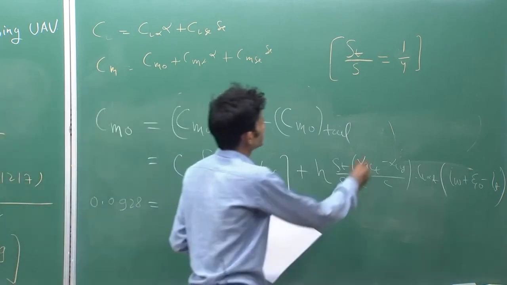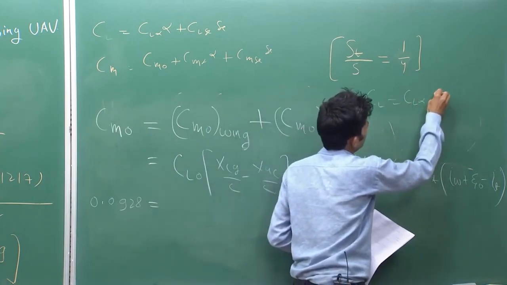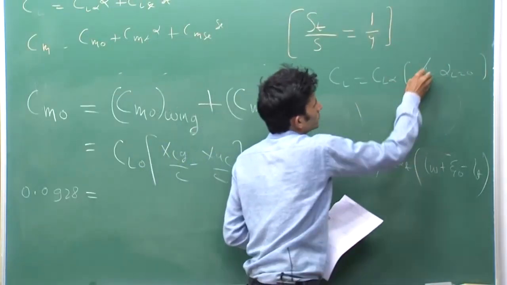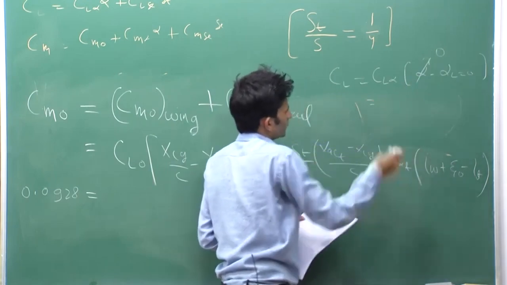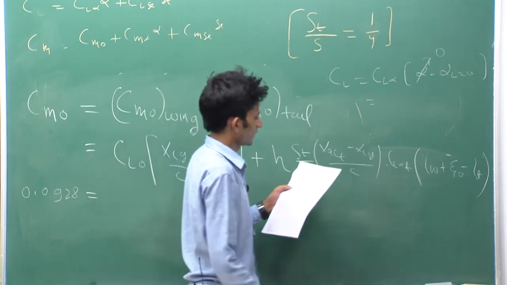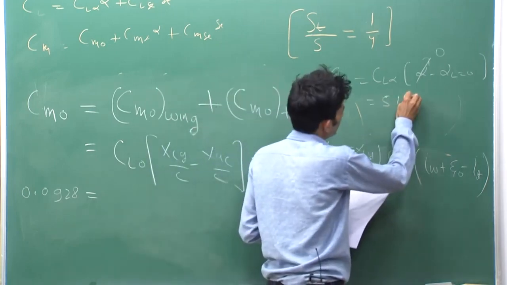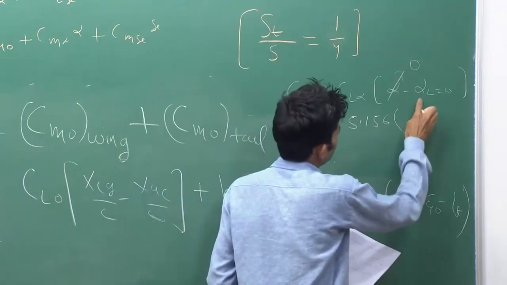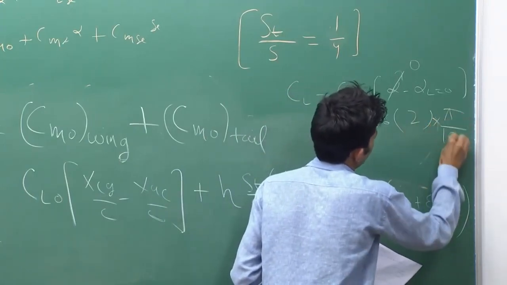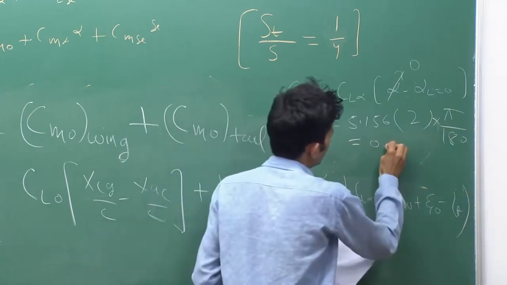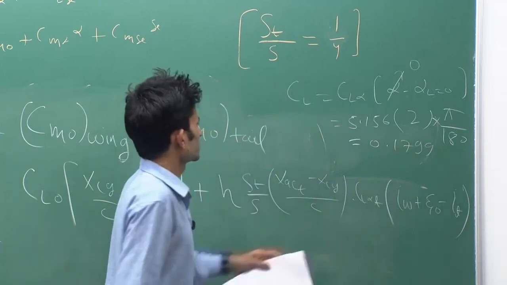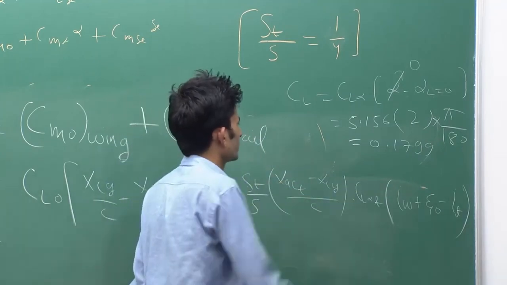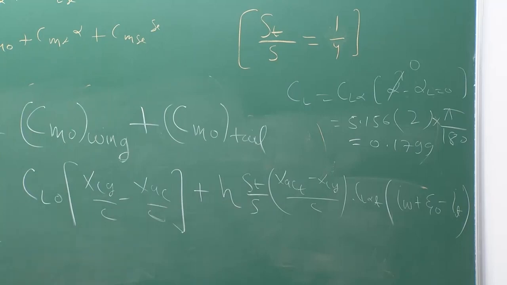But in this question it is given that CM naught of the UAV is 0.0928. What is CL naught? CL naught you can find using this relation: CL equal to CL alpha of the wing into alpha minus alpha lift equal to 0. If you put alpha equal to 0, what is CL alpha of the wing? It is 5.156 per radian, and alpha lift equal to 0 is minus 2 degree. So minus minus will become plus 2 degree. You convert this into radian, and you will get approximately 0.1799. This is per radian and this is in degree, that is why we have converted it; per radian and radian will cancel. So your answer will be 0.1799, CL naught.